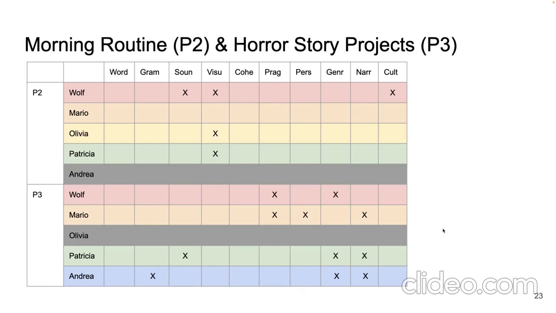Then for the morning routine and the horror story projects, again, you'll notice there's no word play here, although there was some in the previous. There's no cohesion play. There's very little culture play. And again, you have Mario, who did not really engage in play in Project 2.